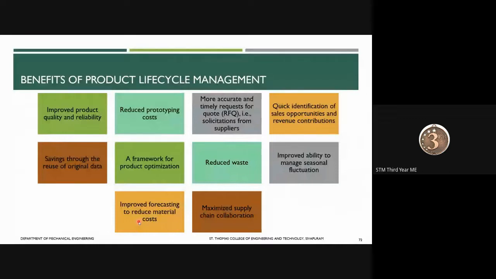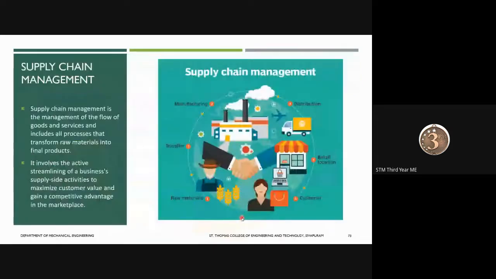And the last one, maximized supply chain collaboration. Supply chain we will learn in the next topic, and we'll be discussing supply chain during that time. So that is what is coming under product lifecycle management. And the next topic is supply chain management. So what is basically supply chain management?